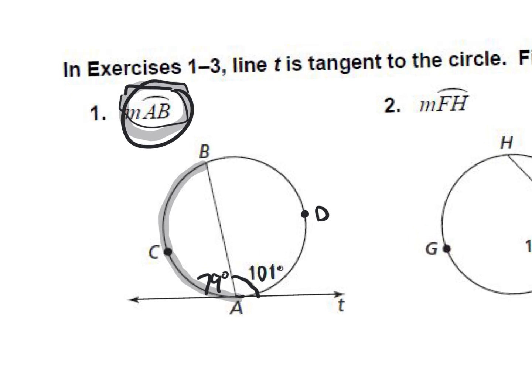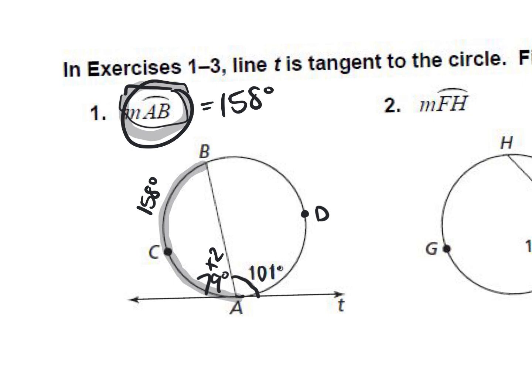How do I find the measure of the arc? Pedro? You multiply it by 2. So we multiply the 79 by 2. What's the measure of the arc AB? 158 degrees. So it's 158 degrees. Camilla?